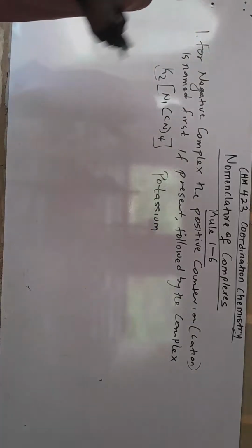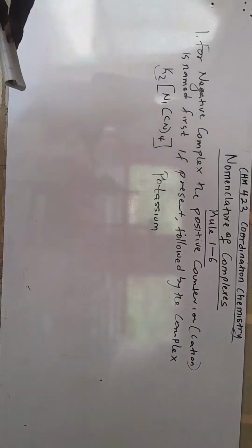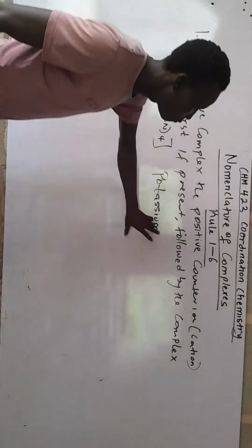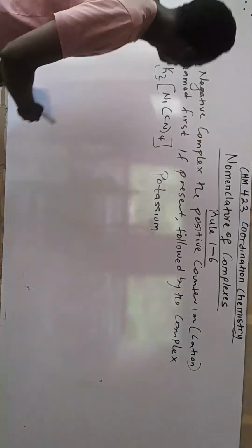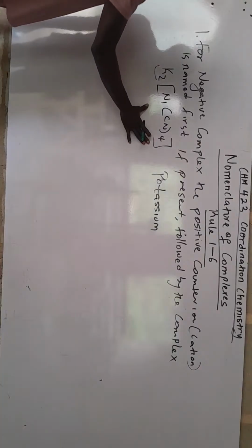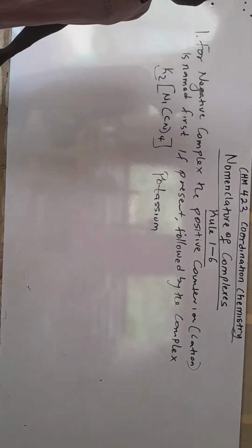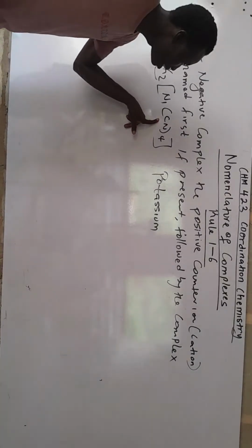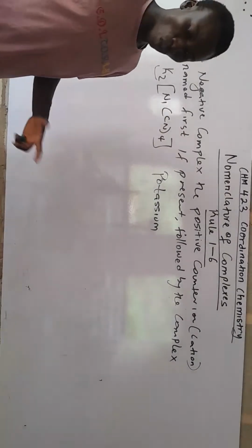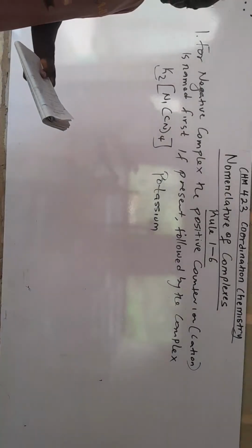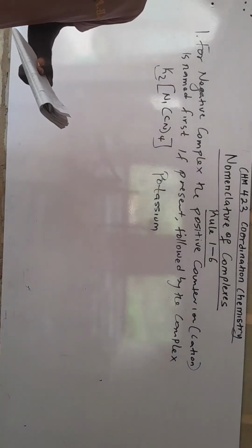After the potassium, which one is going to follow next? Followed by the complex. This is the main complex that we have there. Now, the one that you are seeing in this place is called nickel. This here is called the cyano. And the cyano there is how many in number? That is just 4 in number.